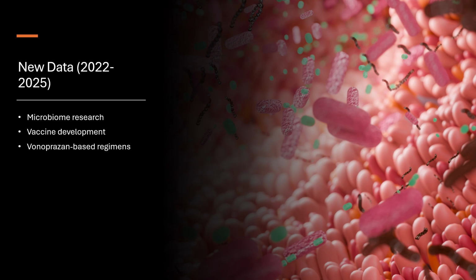Recent research has focused on three major areas. First, studies have looked at the interaction between H. pylori and the gut microbiome, which may influence how the infection behaves. Second, vaccine development is an ongoing area of interest, especially targeting proteins like CagA and VacA. Finally, vonoprazan-based regimens, which use a different type of acid suppression, have shown promise in improving eradication rates.